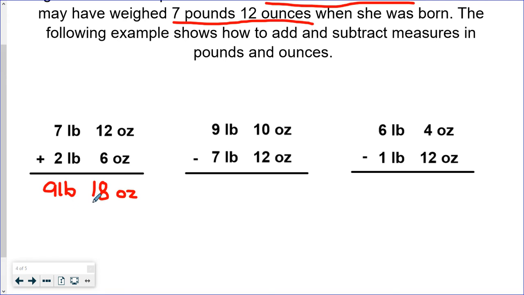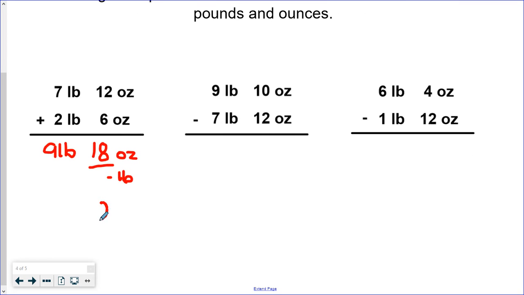Okay, now it'd be really easy for us to stop right here, but we know that there are 16 ounces in a pound. And so if I ever go to add these, and this number here is either 16 or more, I need to reduce it. I need to increase the number of pounds. So what I'm going to do is take 16 ounces out of 18, because I know that there's 16 ounces in 1 pound. So if I take 16 ounces out of 18 ounces, that leaves me with 2 ounces left over.